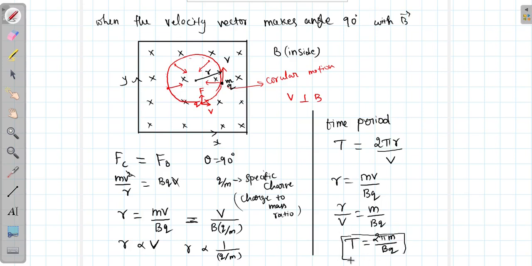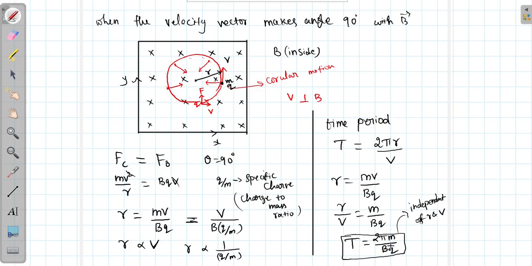See this equation. What shall we conclude from this equation? The time period is independent of r and v. It is independent of the radius of the path as well as the velocity of the particle. So velocity doesn't have any relation with the time period. It depends only on mass, magnetic field, and the charge.